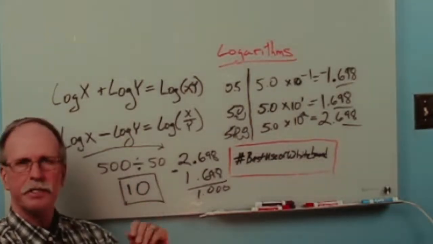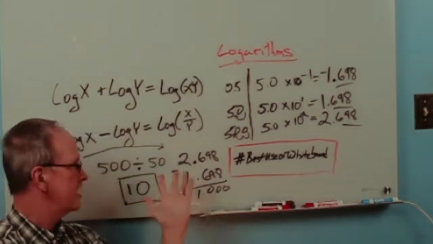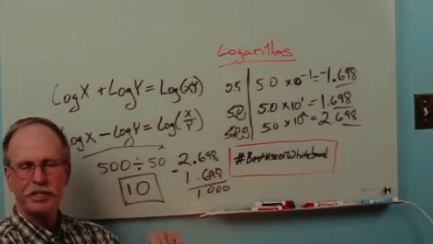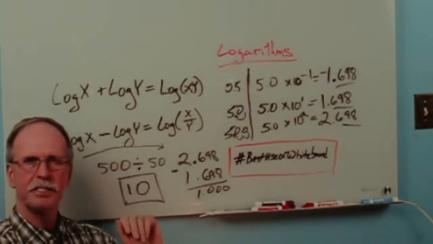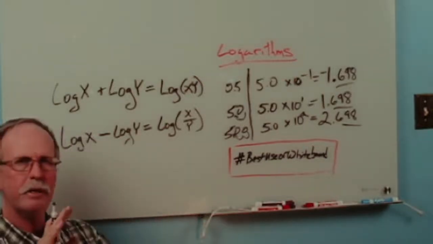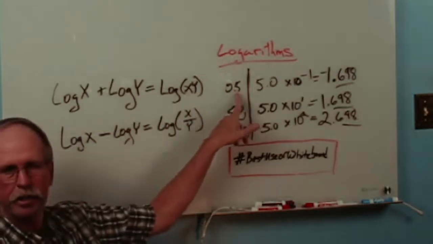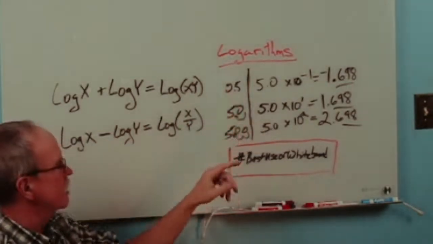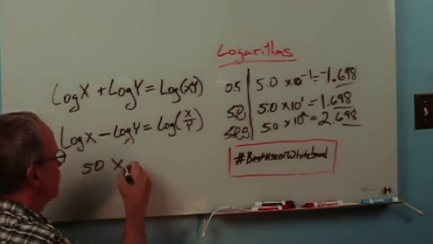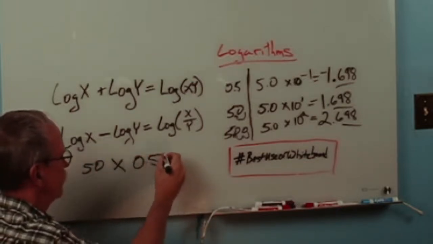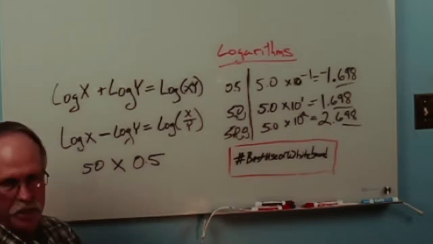Now, if you do this with more complex numbers, ones that you can't do in your head, addition and subtraction in logs still work. And that's, like I said, the basis of the slide rule. Now I want to show you one pitfall, and that is when you're dealing with decimal numbers. So let's go ahead and multiply 50 times 0.5.